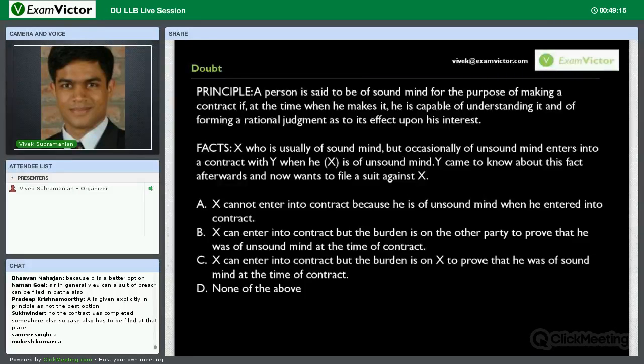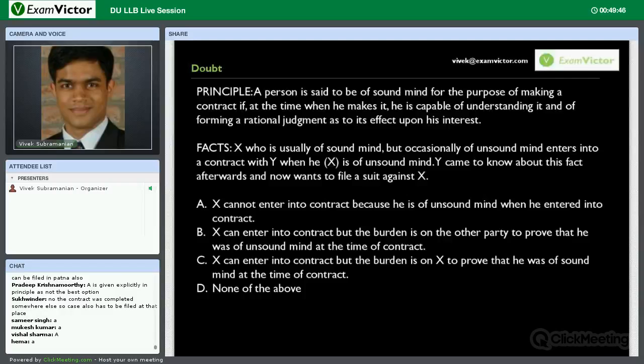If these two conditions are satisfied, and these two conditions are to be satisfied at the time when the contract is made, so the time is very crucial. If at that time he is capable of understanding the terms of the contract and is also capable of making a rational judgment as to its effect upon his interest, then he is to be treated as of sound mind, and such a contract will be a valid contract.